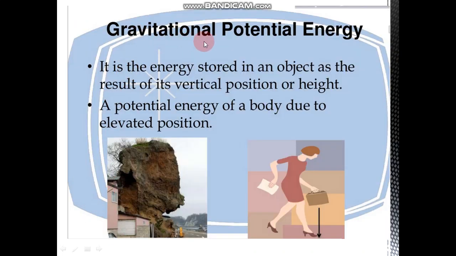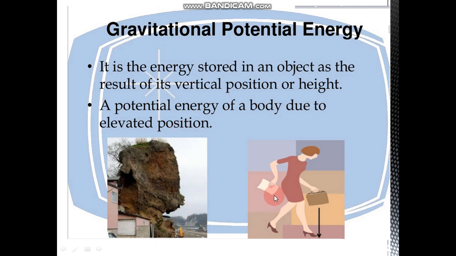Now gravitational potential energy. It is the energy stored in an object as the result of its vertical position or height. It is the potential energy of a body due to its elevated position.